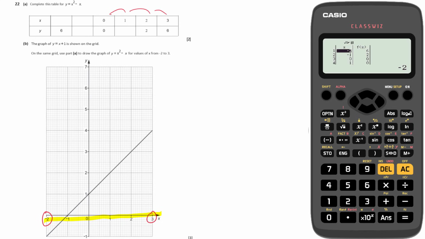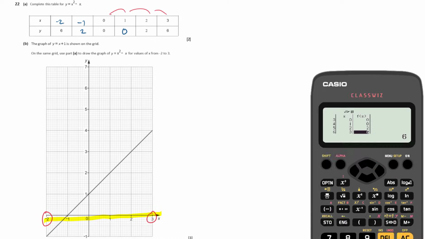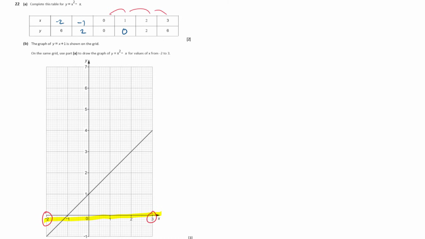Okay, so on my table then, the first box is -2 goes with 6, so I'm going to put in my -2 in there, and then -1 goes with 2, 0 goes with 0, which matches, 1 goes with 0, 2 goes with 2, and 3 goes with 6, so the rest all matches. Okay. So we filled out the table, and that was really easy. Just make sure you use the table because it does make life a whole lot easier.